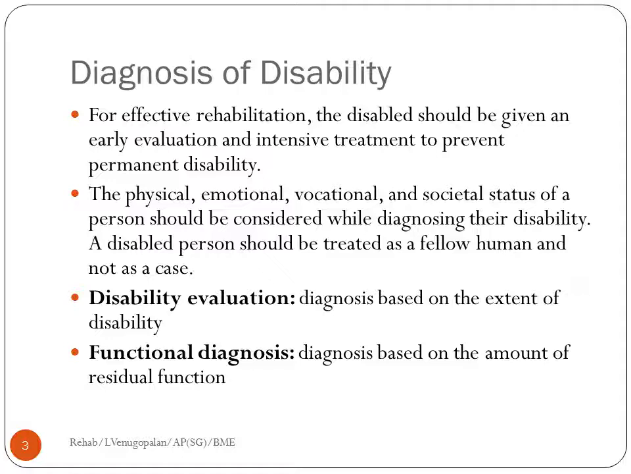A disabled person should be treated as a fellow human and not as a case, because sympathy is the last thing a disabled person wants. He or she would want to be treated as just another human being, a human being with some impairment, that's it. Some things they can't do as well as we can. That's why people with disability should be treated as humans, not just as a case.